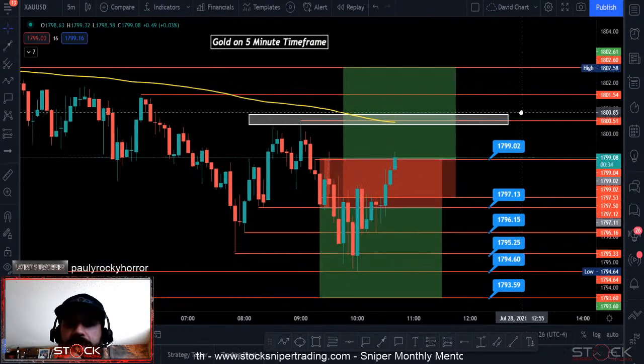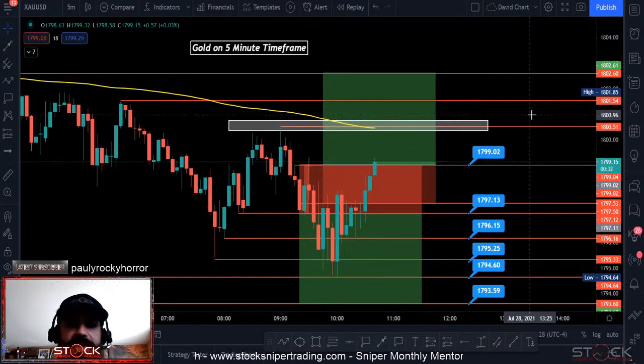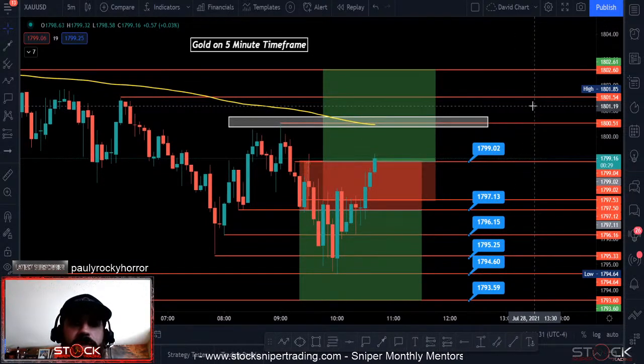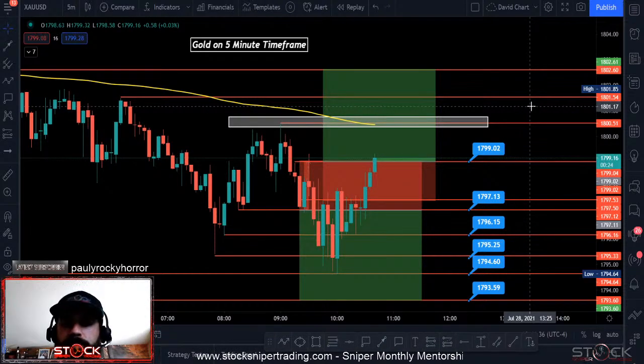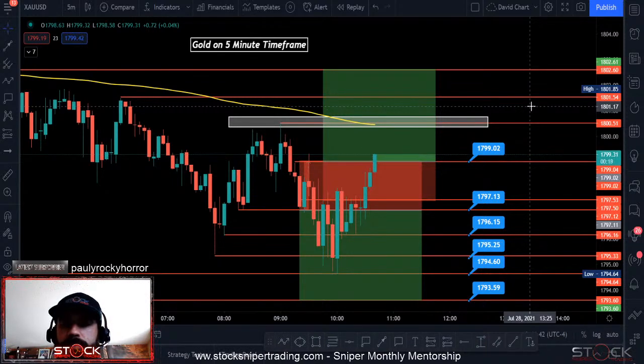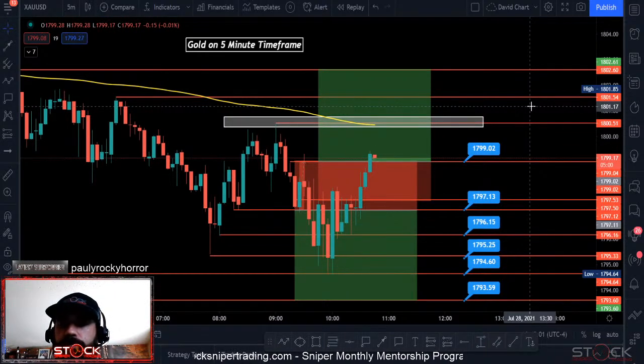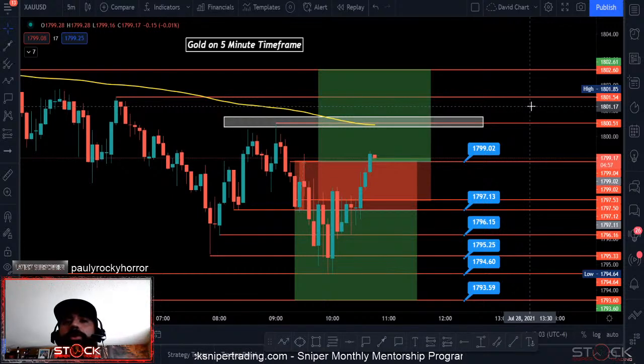Okay, guys, perfect. So gold is trying to break out here. 30 seconds left, guys. A new candle will form, and then we're good to go. Okay, so 4 seconds left, guys. There's your retest candle. We're good to go.